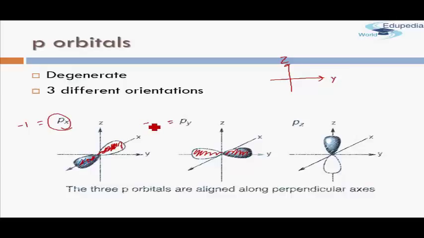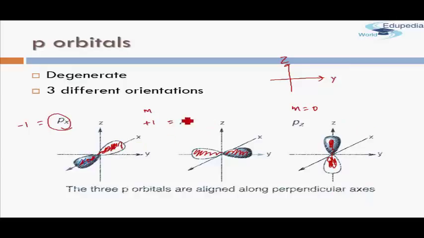Let's say it has an m value of +1. And in pz, the electron cloud density is aligned entirely along the z-axis. So this is pz, which means it will have an m value of 0. These three p orbitals are aligned along the three perpendicular axes which you know of, and that is why we can say that they differ from each other.